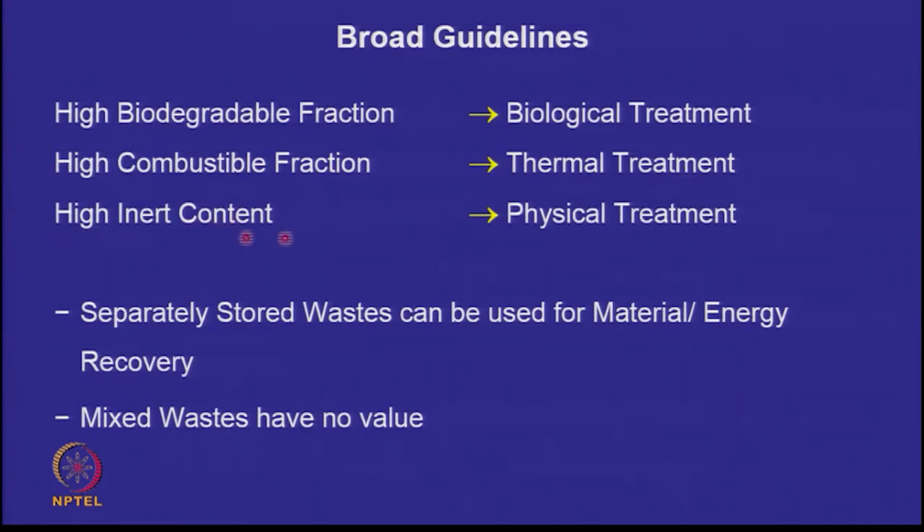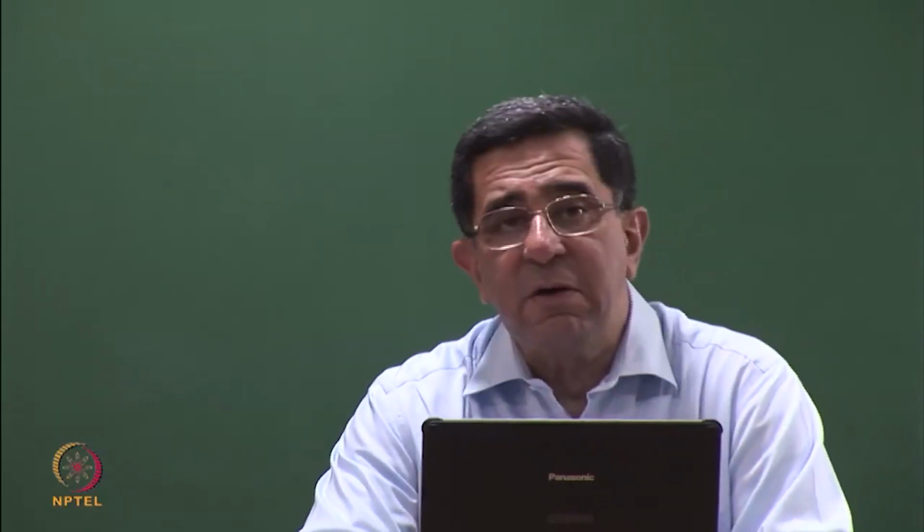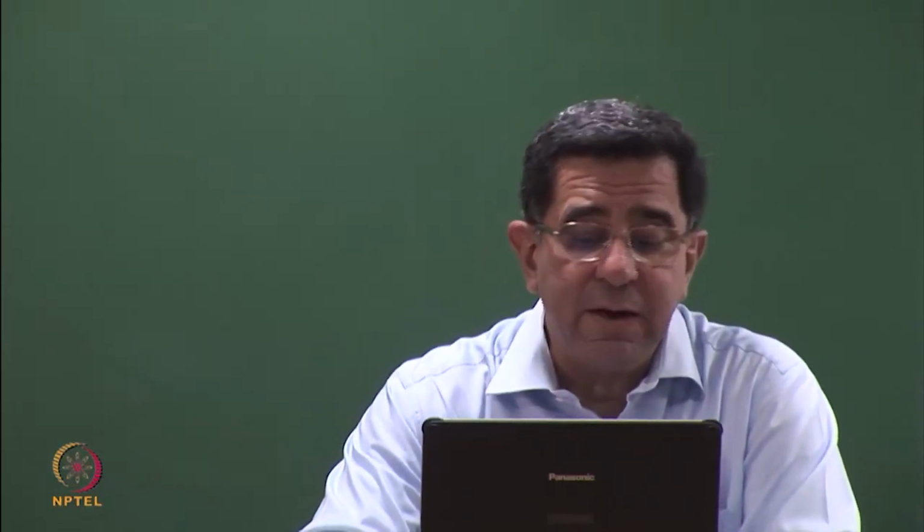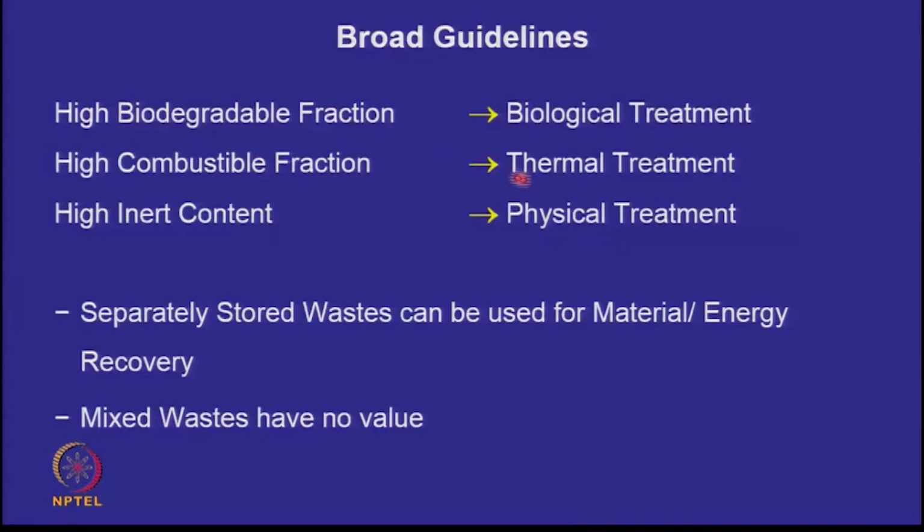If you have high inert content, like construction and demolition waste, all the silt which you are picking up from the drains, all the sediments which you are picking up from the bottom of canals, which may sometimes be contaminated, but anyway, if you have high inert content, you go towards the direction of physical treatment. That means you will use it either by fractionating it, or by putting it in some inert matrix.